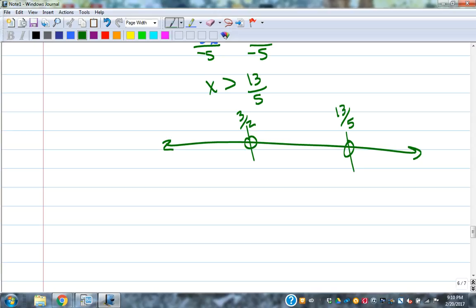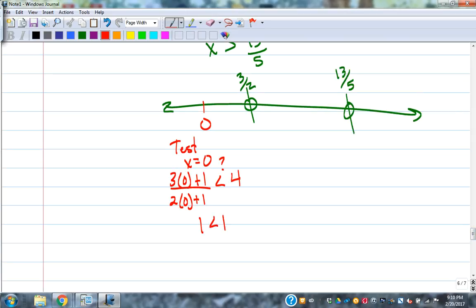So now we've got to do some tests. We need a number that's less than 3 over 2. 0 is always a good one to plug in. And we're going back to the original test, x equals 0. So 3 times 0 plus 1 over 2 times 0 minus 3. Is it less than 4? That's what we're asking. 1 over 1 is 1, less than 4. So this area is true.